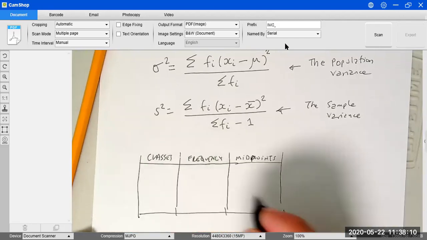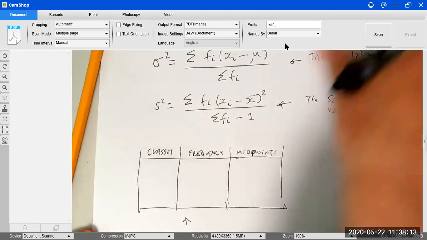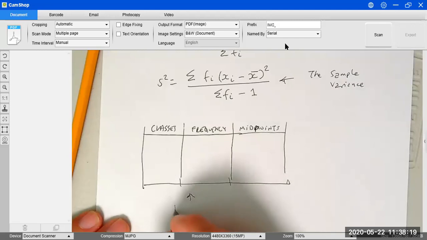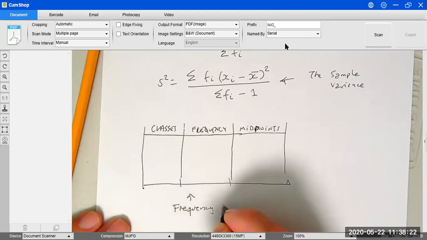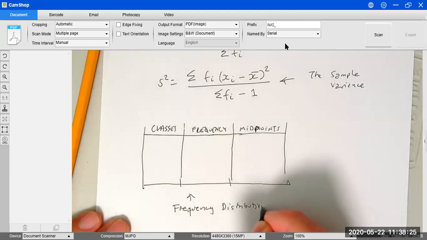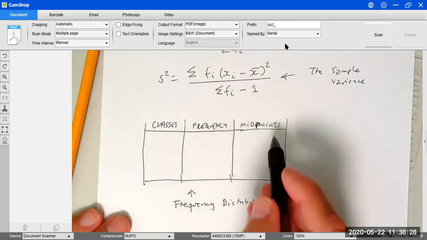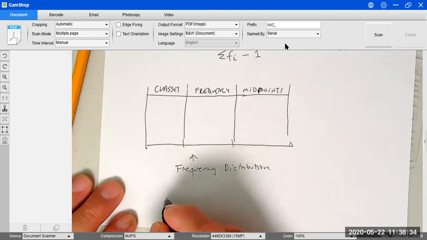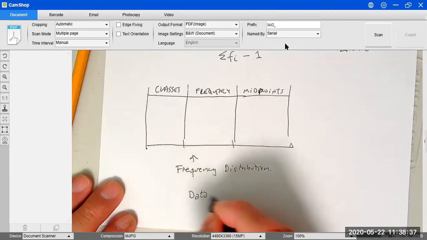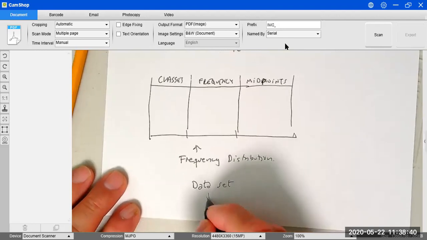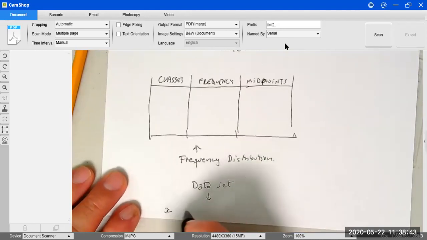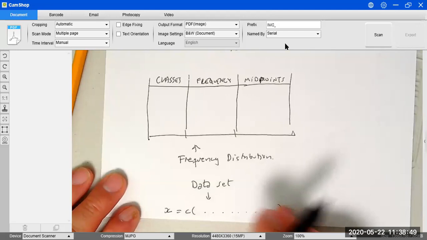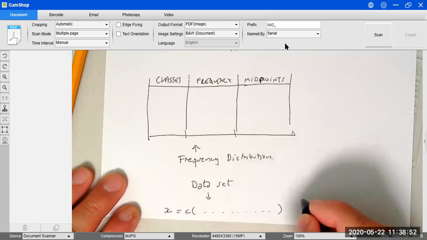So this is a frequency distribution, or grouped data, as they mention on page 119. So you have classes, you have frequencies, you have midpoints. And when you have just a list of values, that's a data set. A data set is when you only have your values of X given by a list of values. And the formulas that you use to compute the mean and the standard deviation are different.